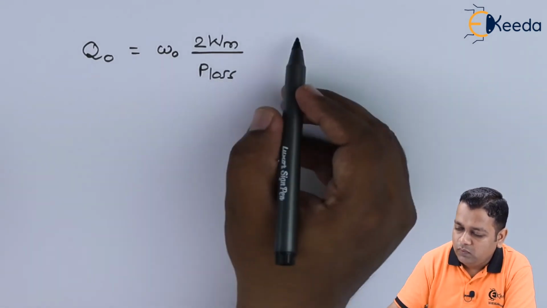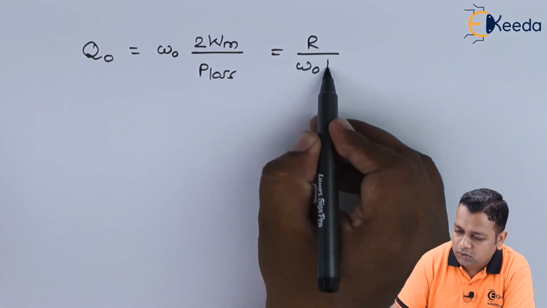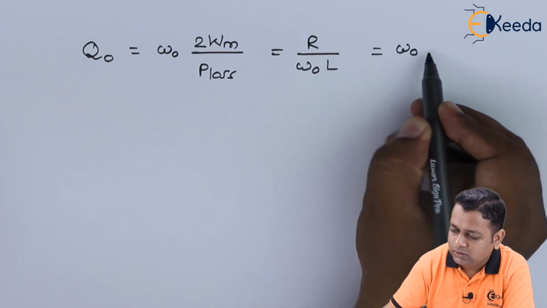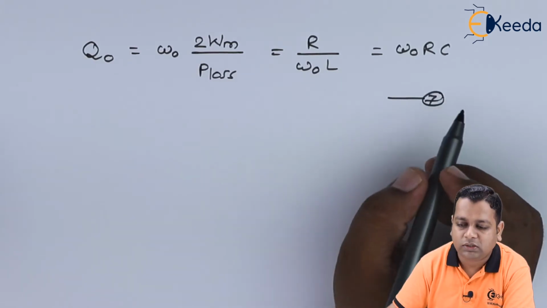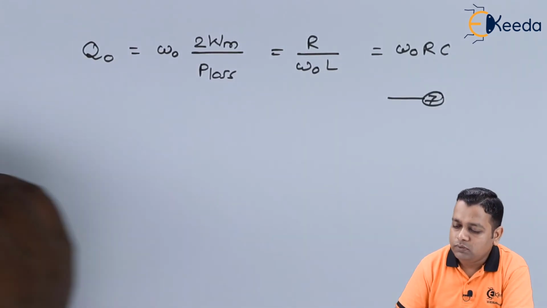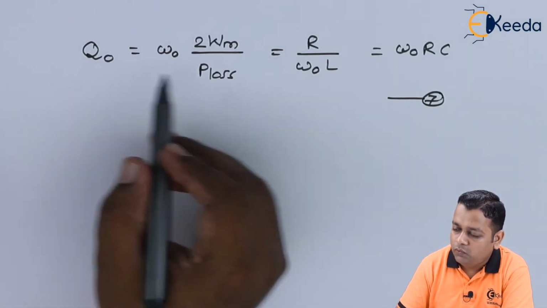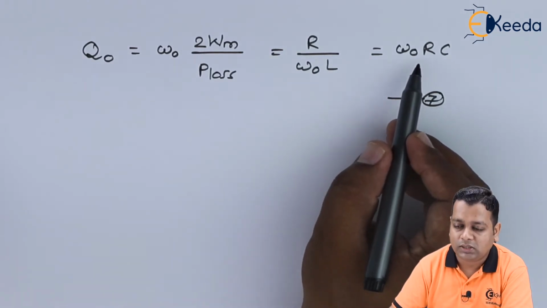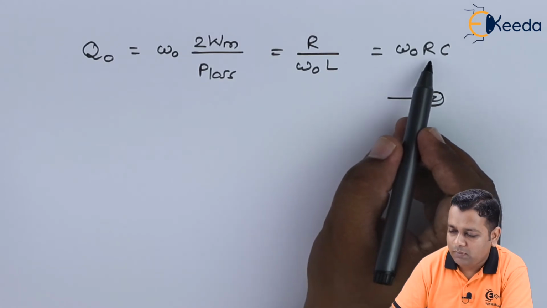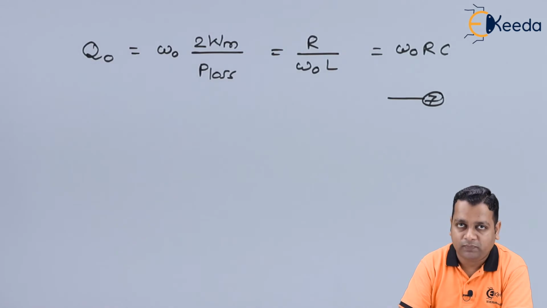So here we can express it in the form capital R divided by omega 0 into L, or omega 0 into R into C also. This can be given by equation number 7 here. Now if you observe the final relationship of the unloaded quality factor with capital R here, we come to see that for the parallel resonance circuit, with the increase in capital R, we get an increase in the unloaded quality factor. So both are directly proportional to each other.